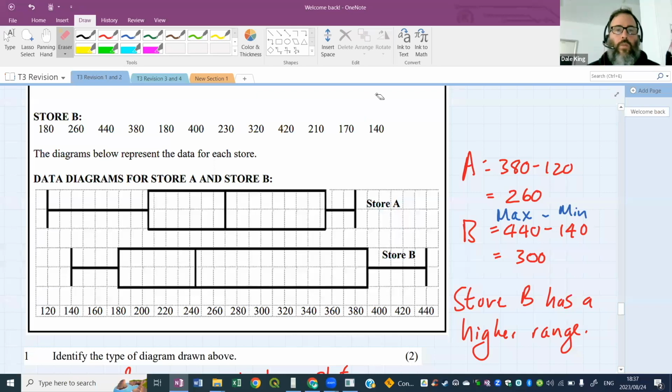Looking at this diagram, which store, and I need someone to please come online and explain why, not just store B and leave it at that. I need someone to explain why they think store A or why they think store B. Which store is doing better in terms of sales? A business owner who owns these two stores has looked at these diagrams and he's thinking, this store is doing better than the other one. Which store is doing better? Can you tell?